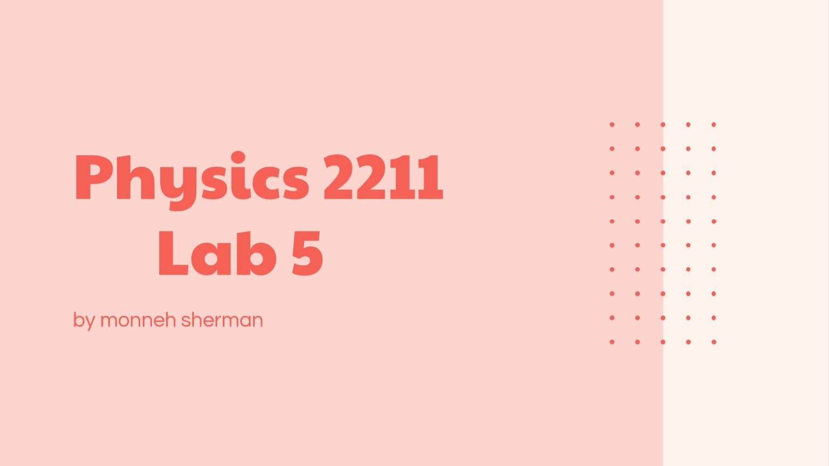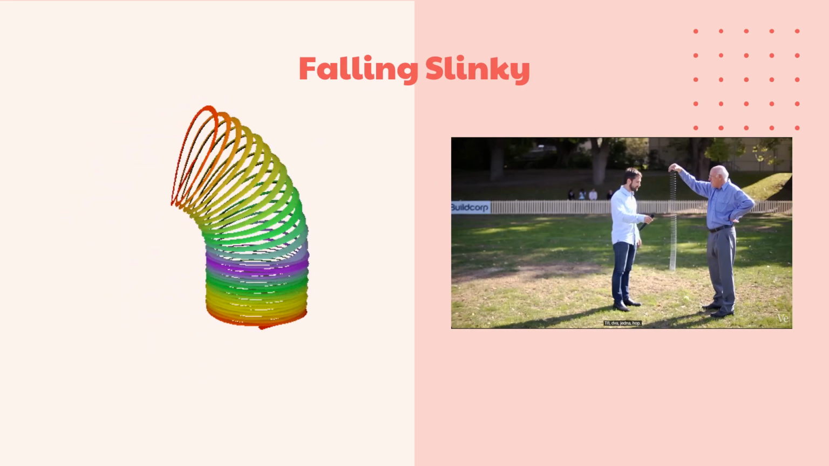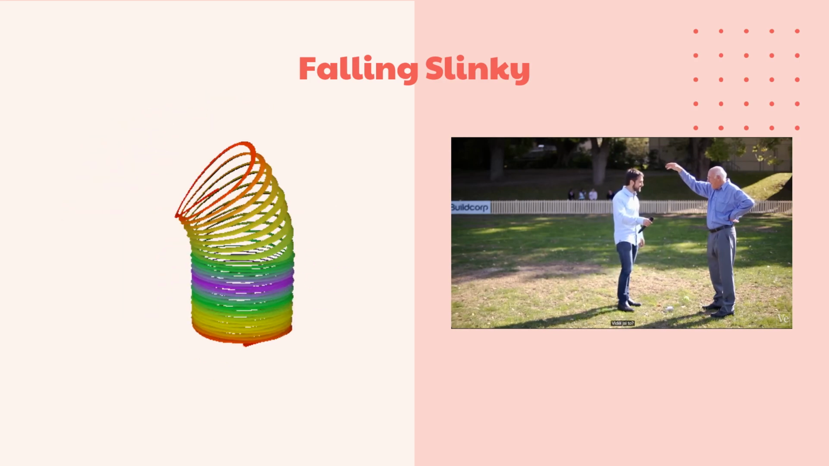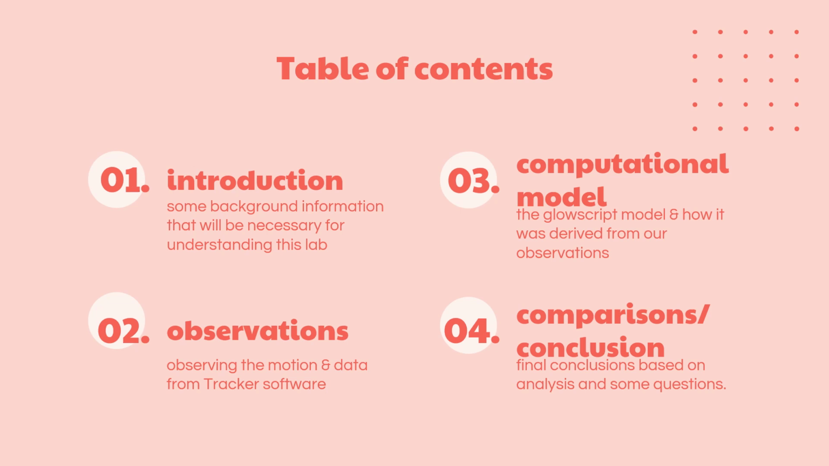Right now I'm presenting to you Physics 2211 Lab 5, and I chose the falling slinky, which is this video right here. Boom. Okay. Quick table of contents, what we're going to be getting into: an introduction, followed by some observations and a computational model before the final comparison and conclusion.